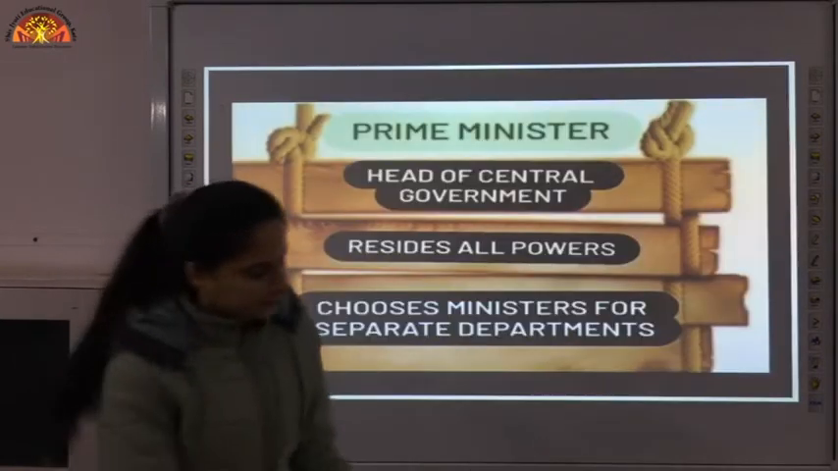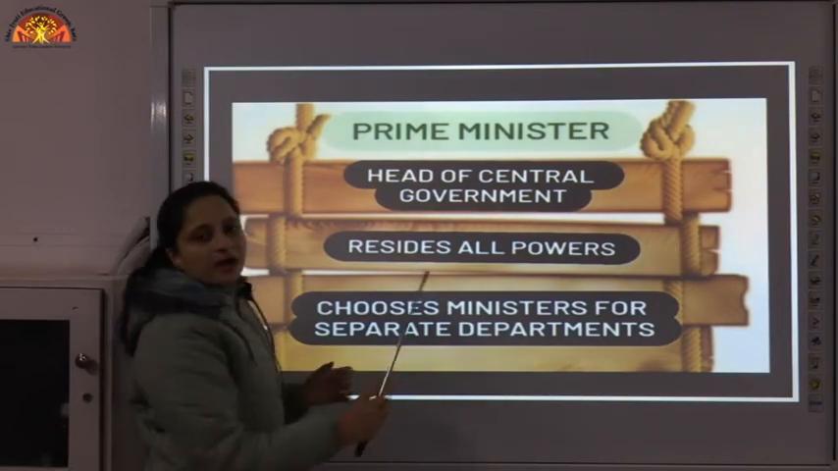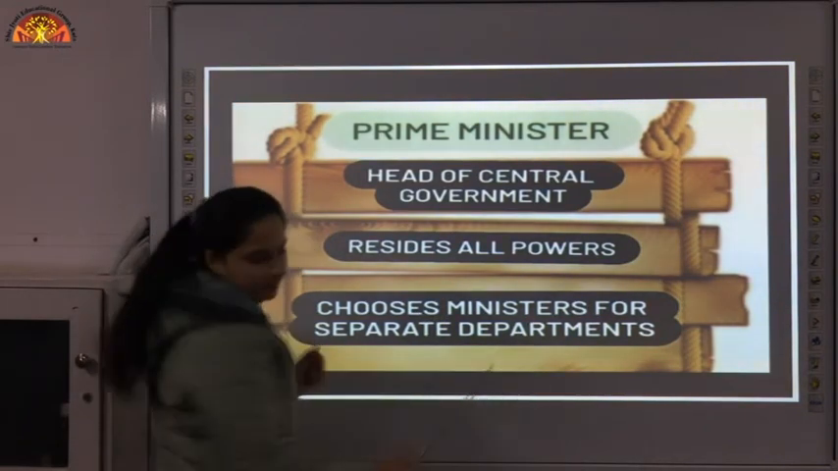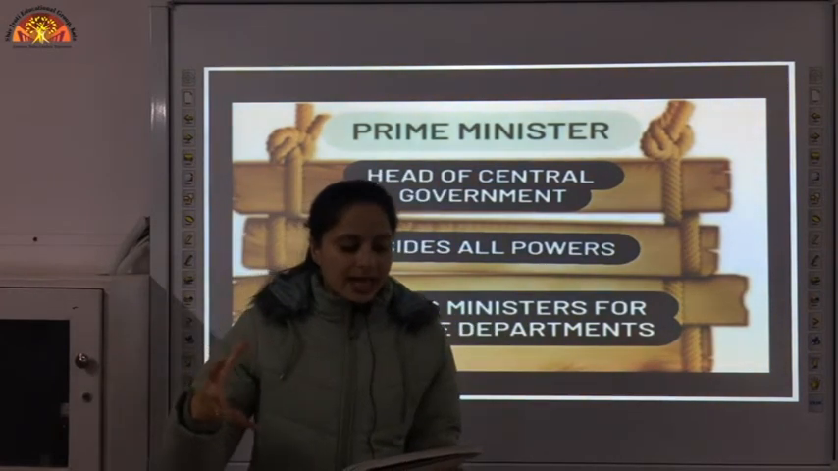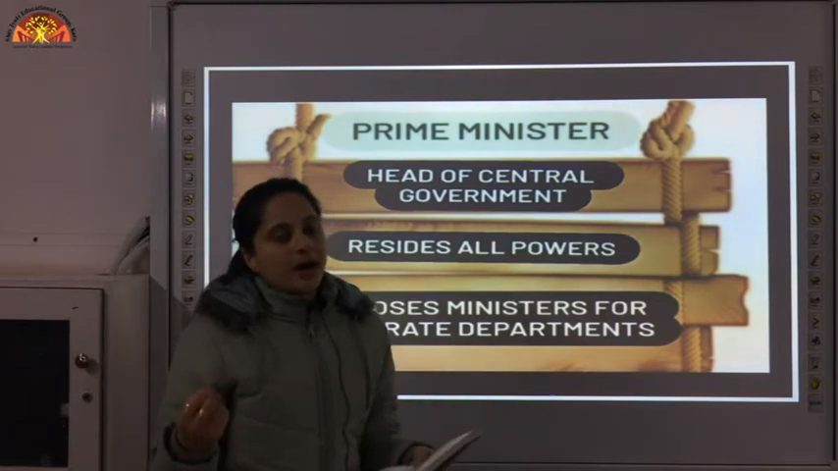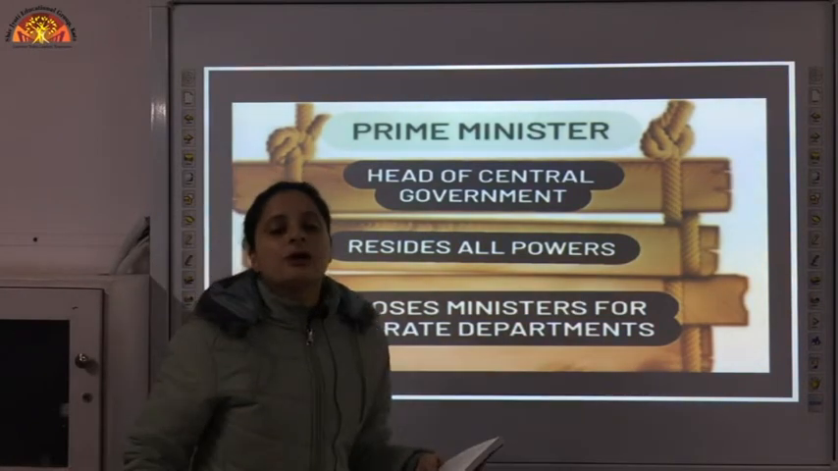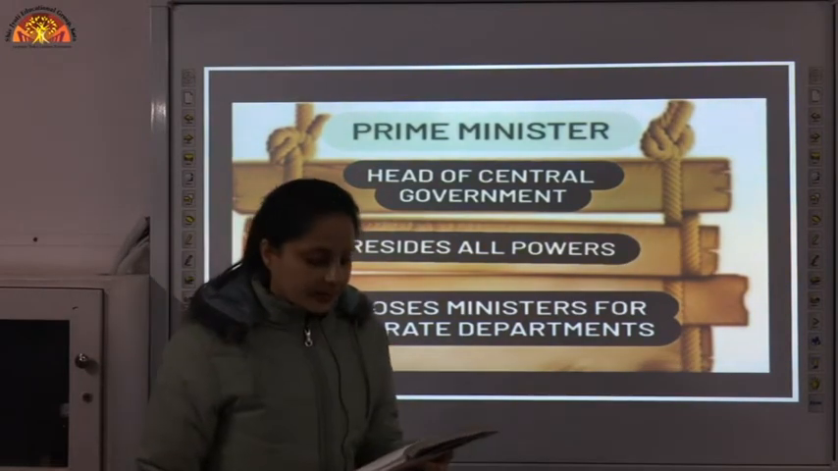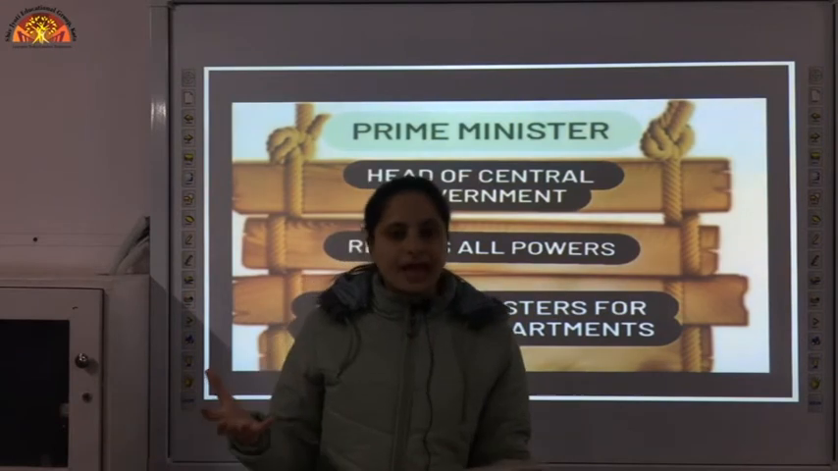Then next is the prime minister. He is the head of the central government and all the powers reside with the prime minister. He chooses ministers for separate departments. Now, the president of India swears in the leader of that party who is chosen as the prime minister, and as I told you, he is the head of the central government and all powers are in his hands, and the prime minister is helped by his council of ministers which he chooses, and these ministers look after the separate departments, such as defense, health, agriculture, industry and finance.